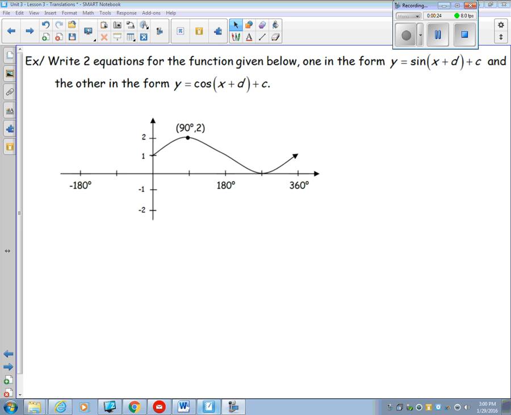Okay. The first one, I want to make a sine curve. The things we've got to remember about sine curves are a basic sine curve is supposed to start at 0 and 0, then 90 and 1, and then 180 and 0, then back down, then back up. Now our picture looks very much like that, right? The only difference is it's moved up one.